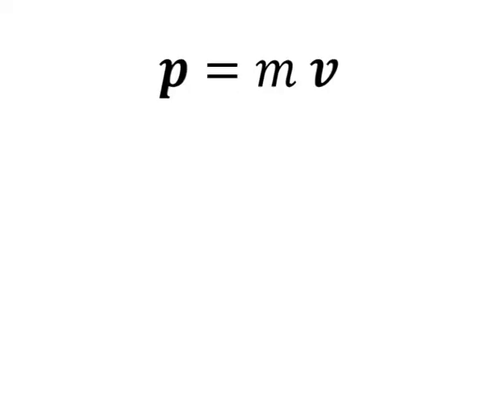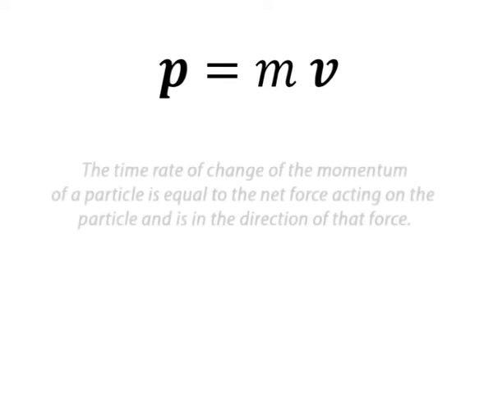The linear momentum of a particle is a vector quantity that is defined as p = m v. Here m is the mass of the particle and v is its velocity. Since m is always a positive scalar quantity, the equation tells us that p and v have the same direction. The SI unit for momentum is the kilogram meter per second.